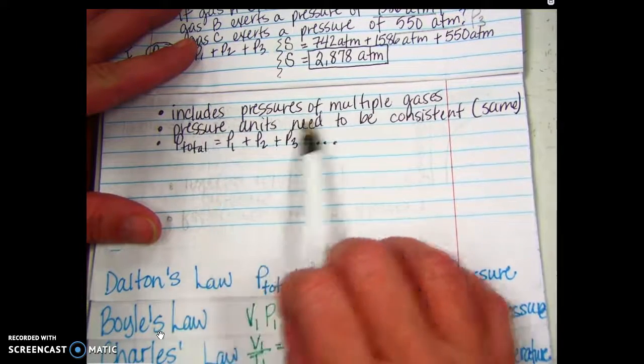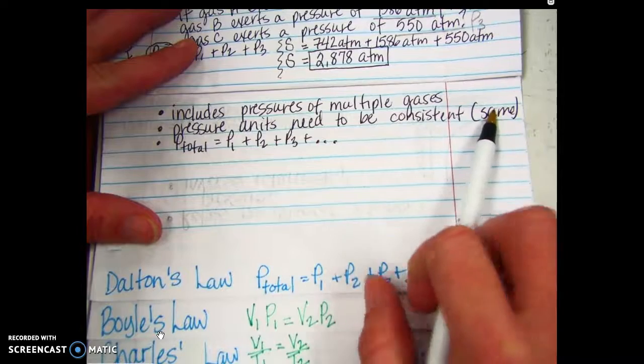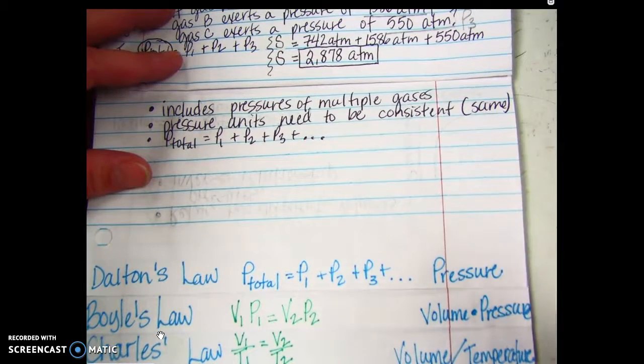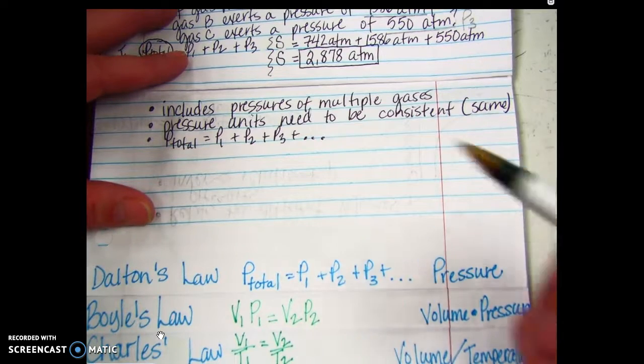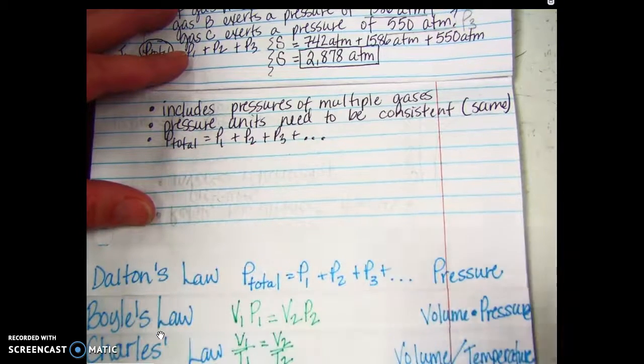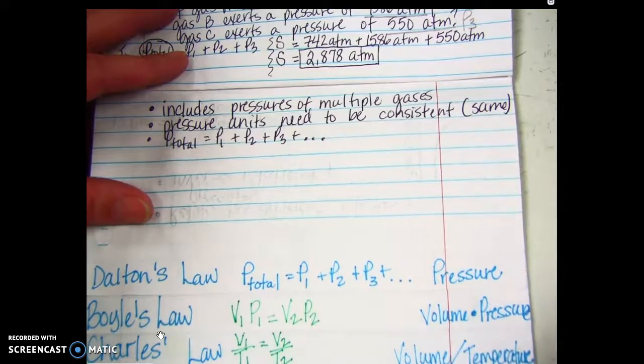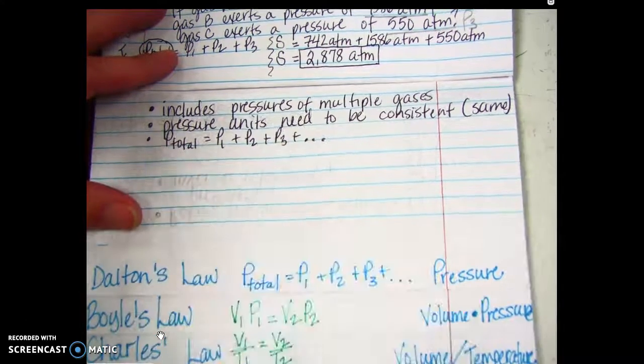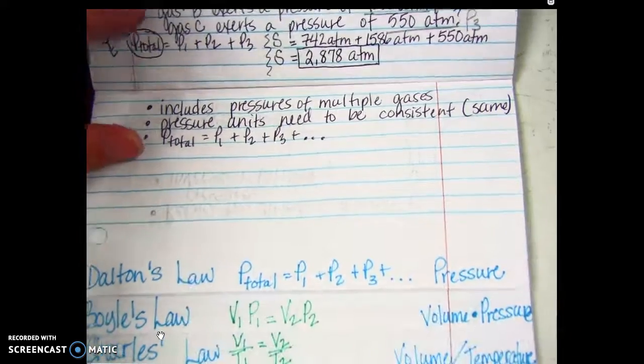The pressure units need to be consistent, or the same. Remember, our pressure units are millimeters of mercury, atmospheres, kilopascals, and psi. Of course, there's newtons and torr and many, many other ones, but we only are concerned about those first 4. And then here's our formula. Okay, so let's work a problem.